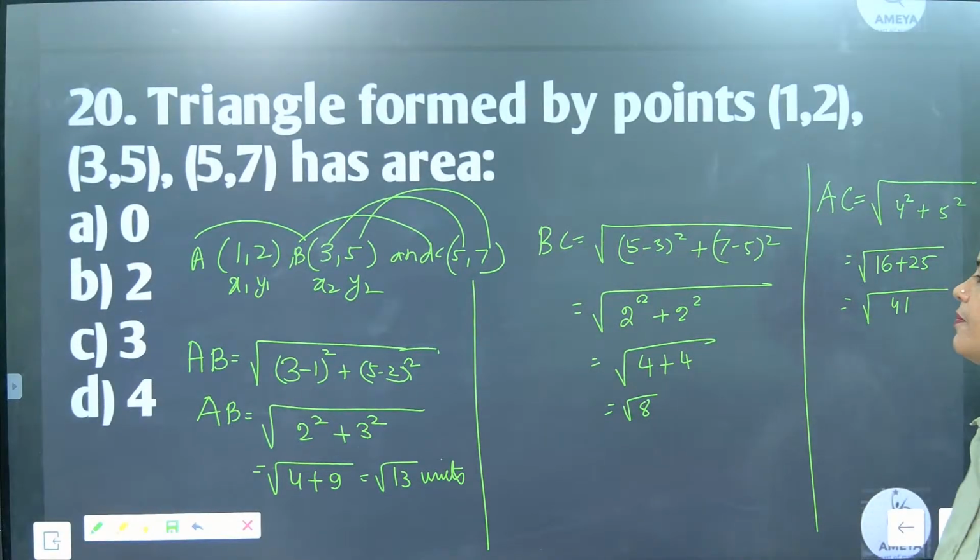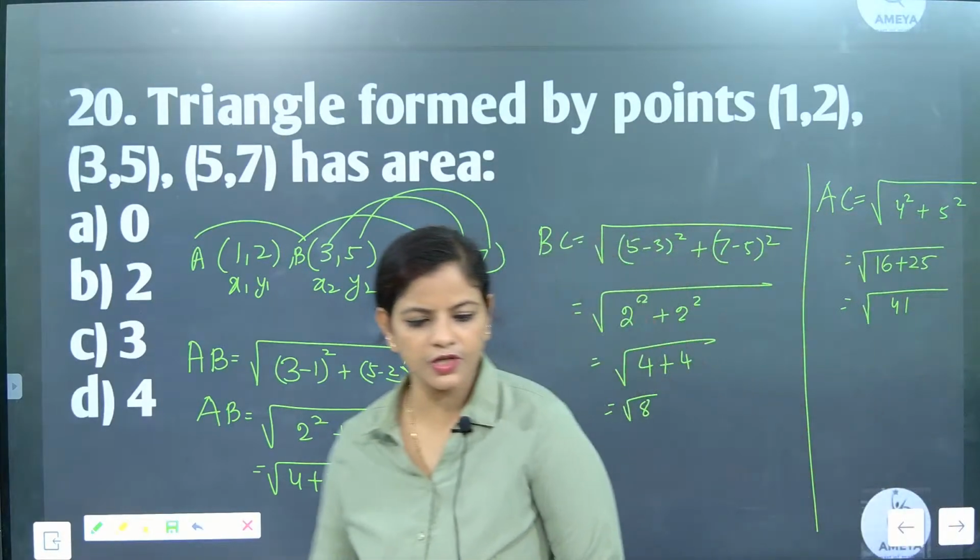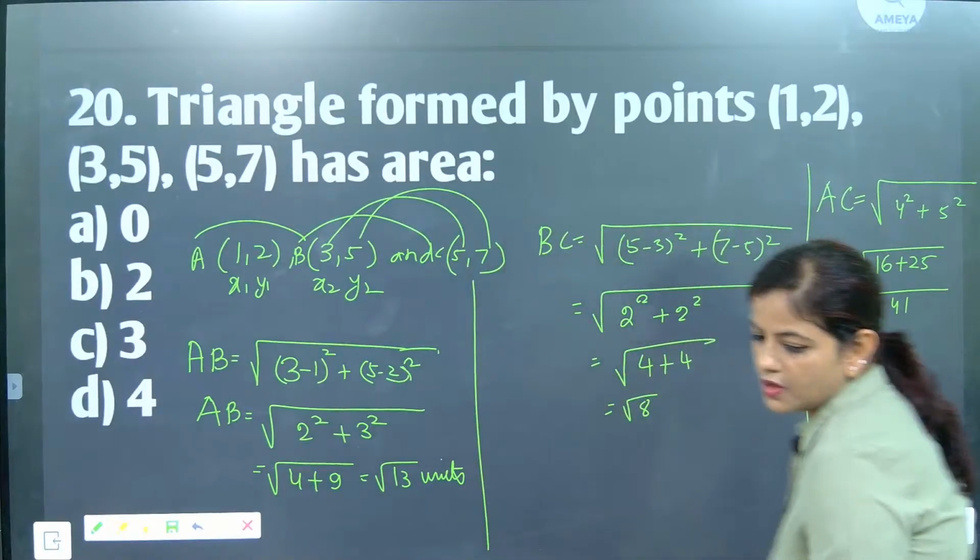3 minus 1 is coming as 2, 2 square, and here 3 square is coming as 4. So definitely it is exactly a scalene triangle. In a scalene triangle, all the three sides are different. Absolutely. Okay. We'll go for the next question.